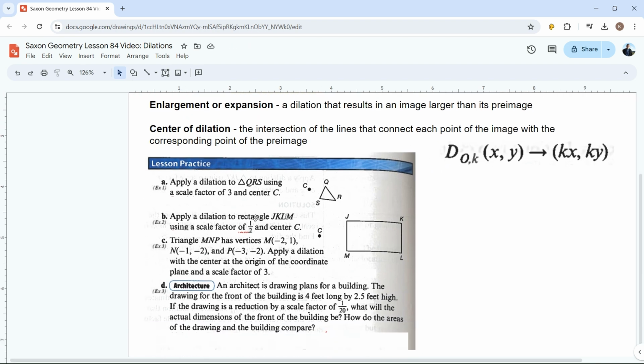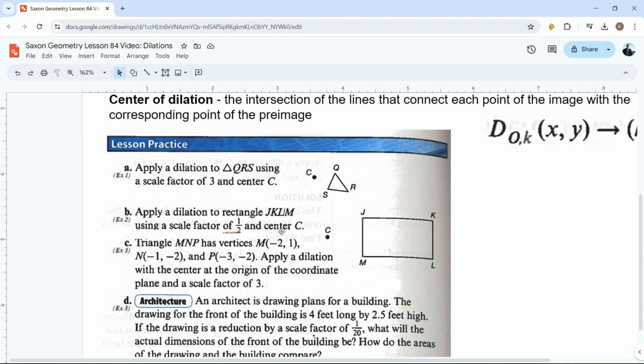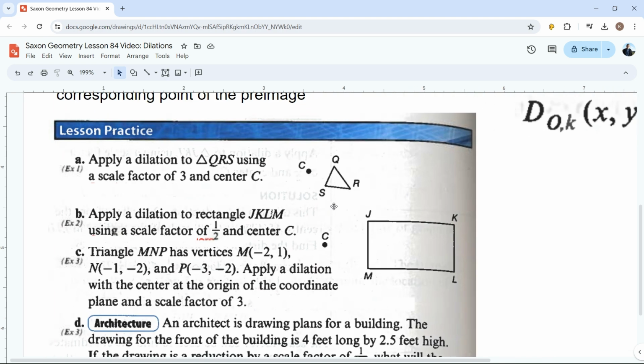Okay, first we need to apply a dilation to triangle QRS using a scale factor of 3 and center C. Now, if I were actually doing this on paper, what I would do is get out a ruler, measure the distance from C to Q. I would use the straight edge to draw a line from C to point Q, and then I would measure how far it would take to make that line 3 times as long.